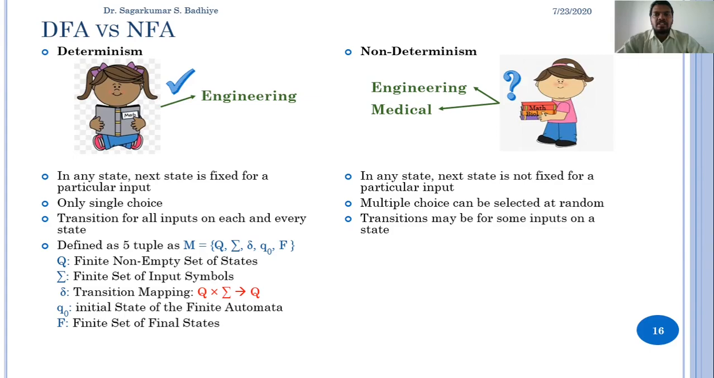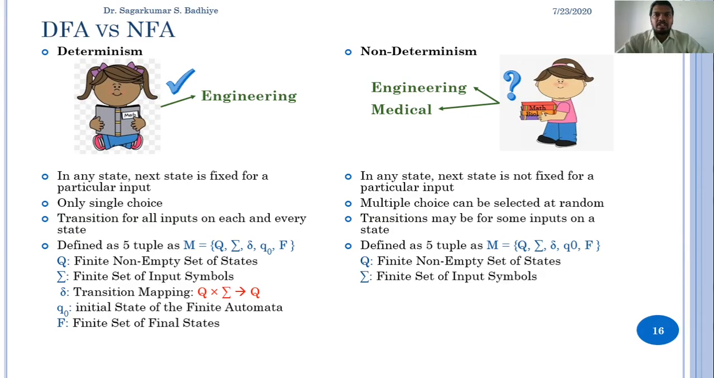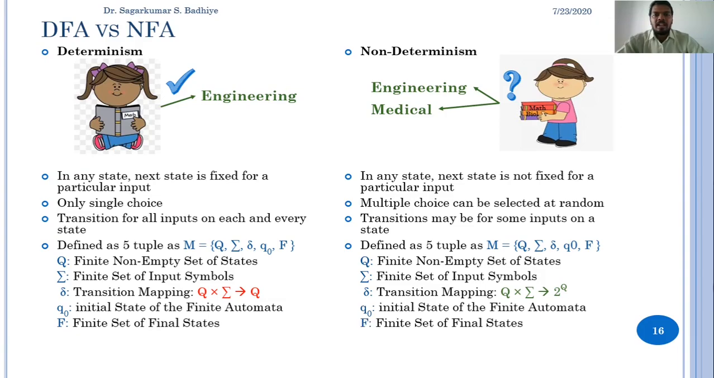Similarly, a non-deterministic finite automata is also defined by a 5-tuple as Q, sigma, delta, q0 and F, where Q again represents the finite non-empty set of states, sigma represents the finite set of input symbols, delta is different in case of non-deterministic finite automata. It again represents the transition mapping which is given by Q cross sigma derives to 2 to the power Q, which represents the power set of Q. q0 is the initial state of the finite automata and F is again the finite set of final states.